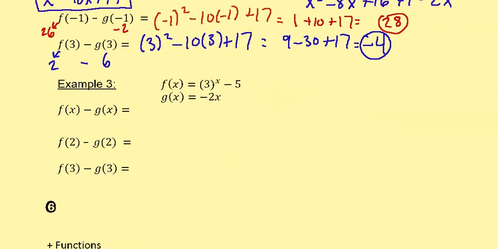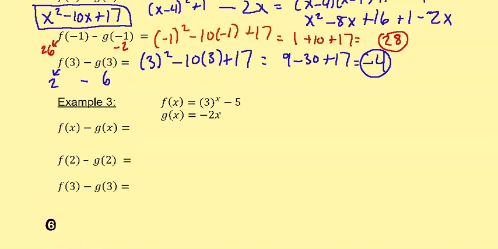Let's look at example 3. F of x equals 3 to the x power minus 5, and g of x equals negative 2x. Let's find f of x minus g of x. So I have 3 to the x power minus 5 minus negative 2x, which would be a plus 2x. So then we have f of 2 minus g of 2. So we could just plug it into this formula.